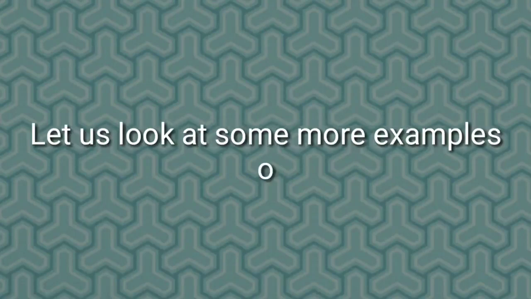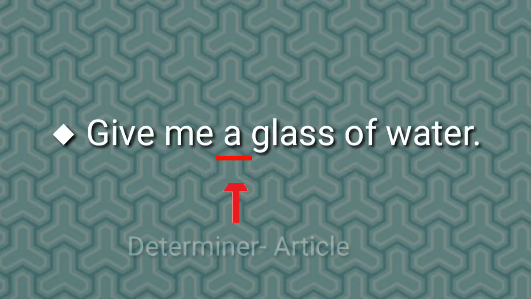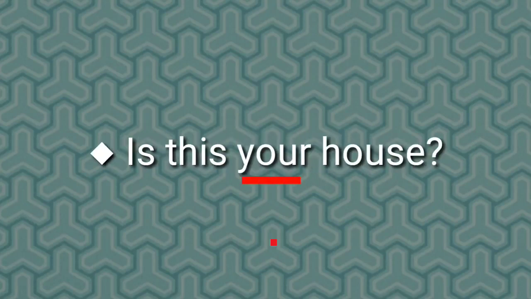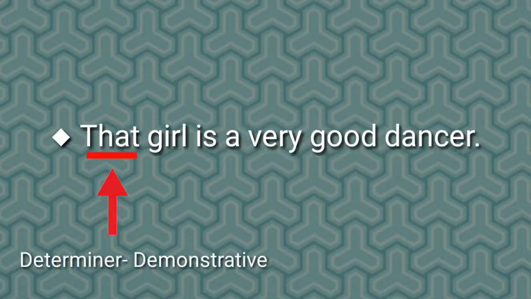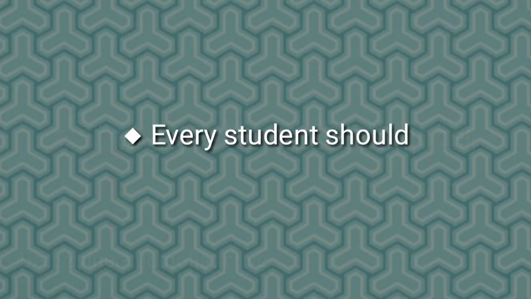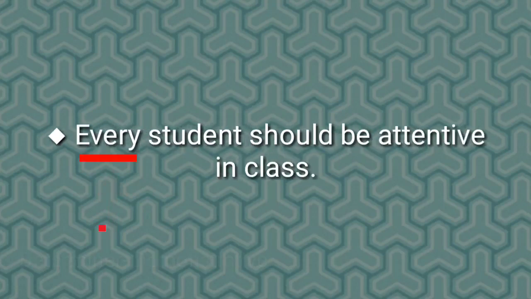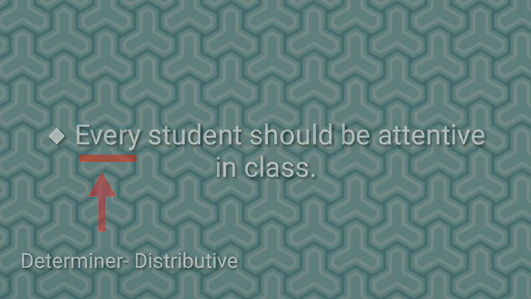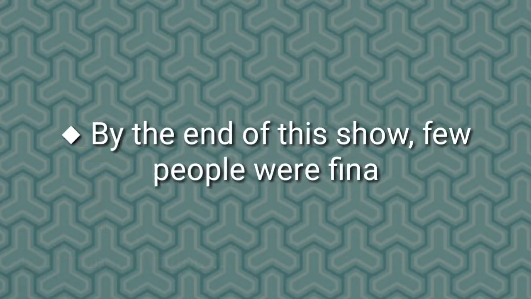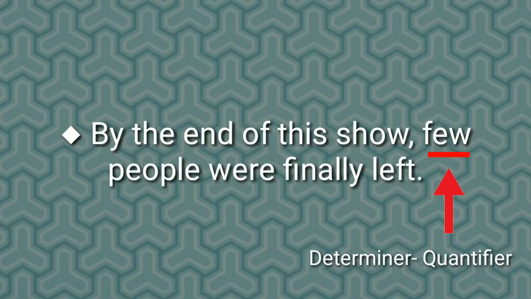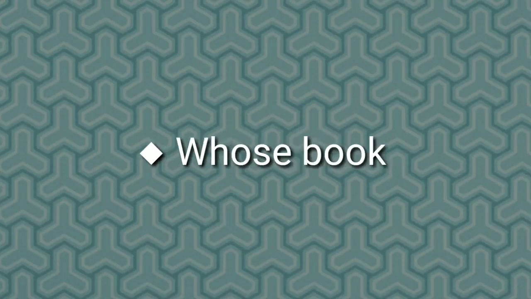Let us look at some more examples of determiners. Give me a glass of water. Is this your house? That girl is a very good dancer. Every student should be attentive in class. By the end of the show, few people were finally left. Whose book is that?